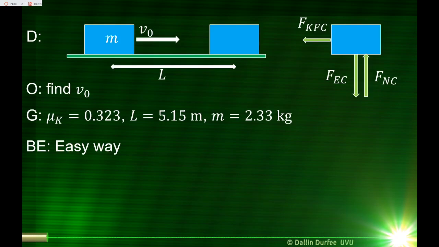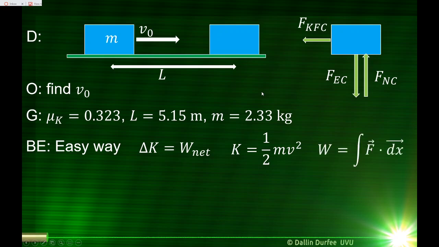So now let's try doing it the easier way, which is using the work-energy theorem. We're going to say the change in kinetic energy is equal to the net work done on the block. And of course, the kinetic energy is just 1/2 m v squared, and work is just the integral of force dotted into displacement. All right, so for my symbolic answer, the change in kinetic energy is just the final kinetic energy minus the initial, but the final kinetic energy is 0. It comes to a stop, so the change in kinetic energy is just negative K initial, which is 1/2 m v naught squared. So there's delta K.